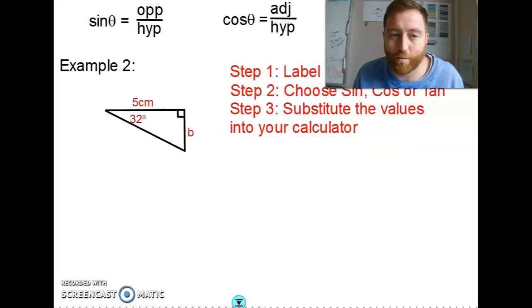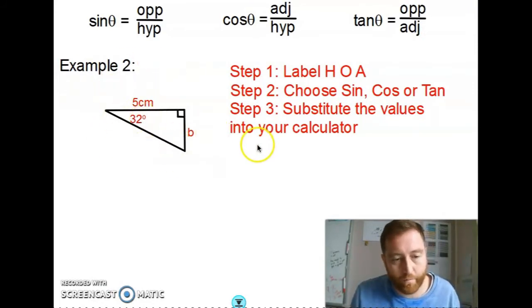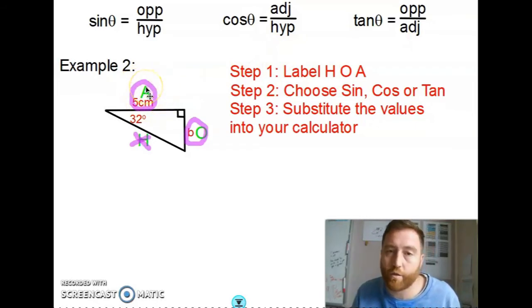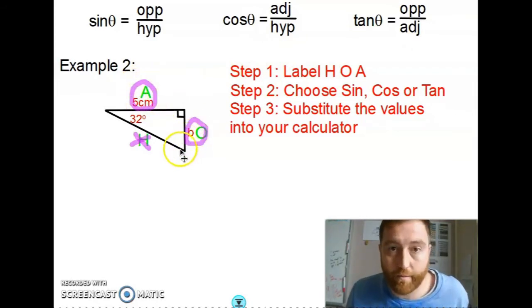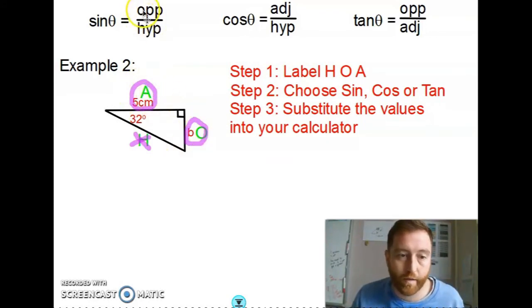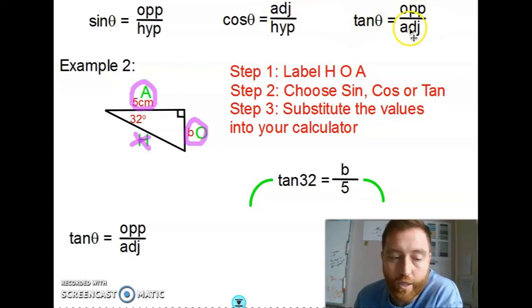Here's your second example. Step 1, label HOA again. This is just another example. Labeling it up: hypotenuse, opposite, adjacent. Hopefully that makes sense. Now we're going to choose sin, cos or tan. Here I've got the adjacent, that's useful. I'm looking for the opposite, so we need the one that involves adjacent and opposite. This one, no. This one, no. Here it is, it's tan. I'm going to use tan theta equals opposite over adjacent.